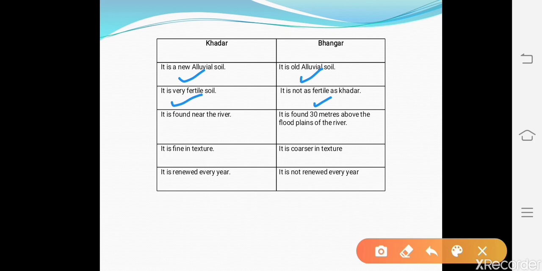Khadar is found near the river, and Bhangar is away from the river, can be 30 meters away from the river. Khadar is very fine in texture, and Bhangar is coarse in texture. If you touch it, because it has kankar nodules, it is coarse in texture. Khadar is renewed every year because of the floods, which bring the soil to the areas near the bank. Bhangar is not renewed every year.